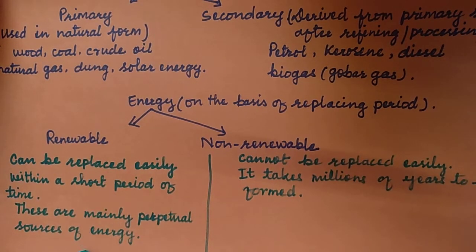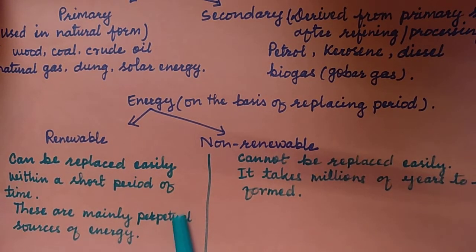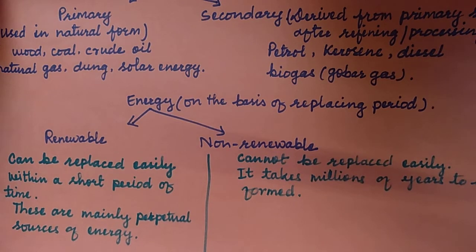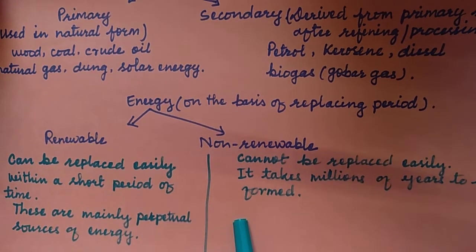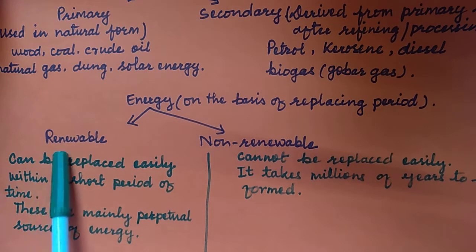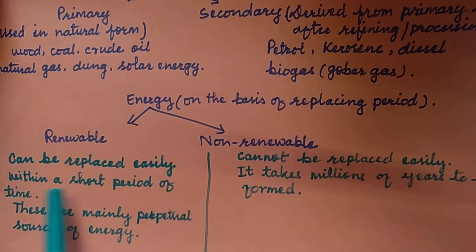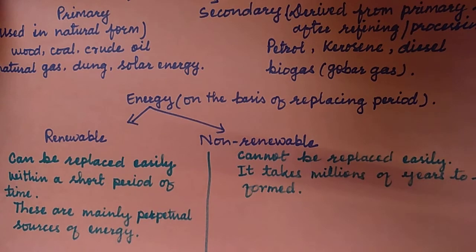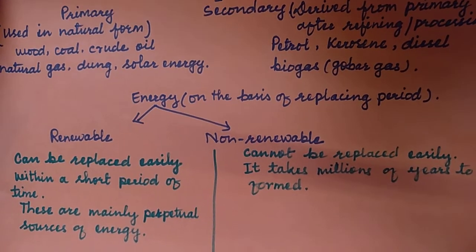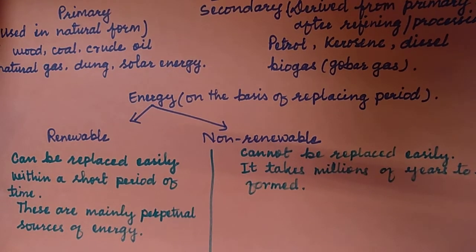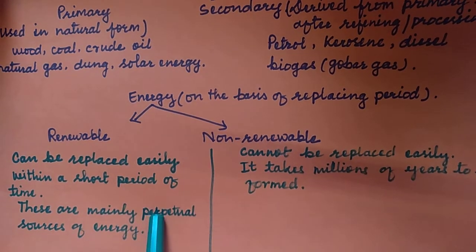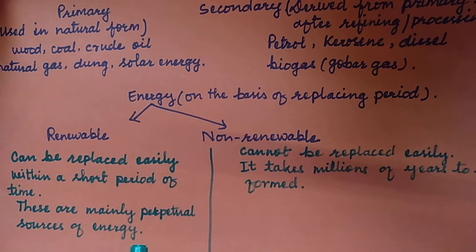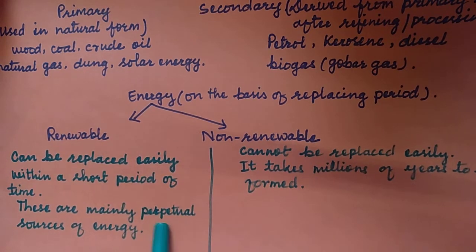Renewable sources of energy are the sources of energy which can be replaced immediately after they get exhausted, meaning finished. Renewable sources of energy can be replaced easily within a short period of time. For example, solar energy, wind energy, hydroelectricity, etc. So these forms of energy are perpetual sources of energy. Perpetual means everlasting, which do not end, which do not finish.